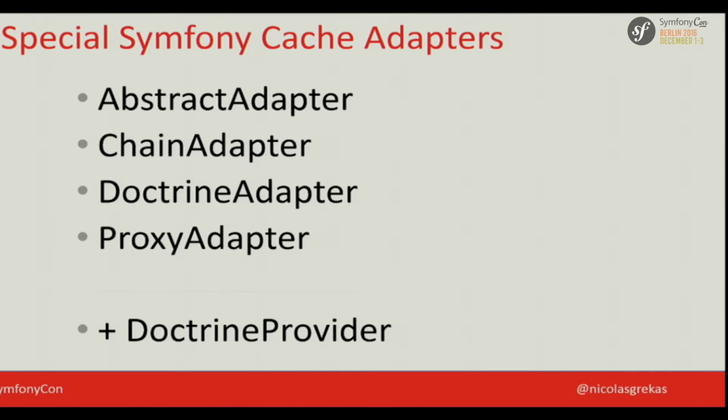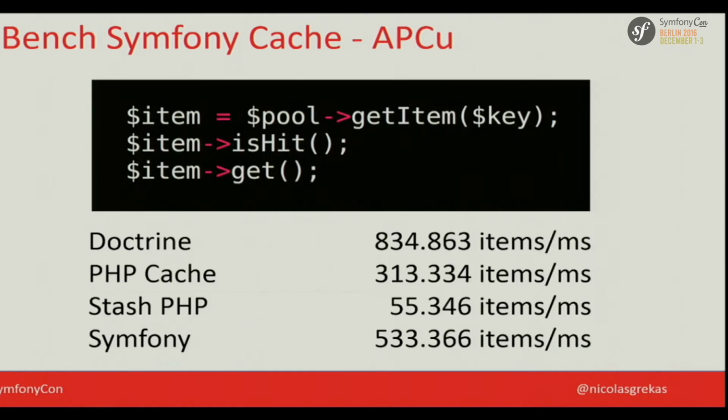We have a proxy adapter, and this one is a trick to fix this cache item incompatibility. It can wrap any PSR6, so it's PSR6 on top of PSR6. The wrapped one is a PSR6 implementation that is not from Symfony, so that you can then use all of them together without caring about cache item incompatibilities.